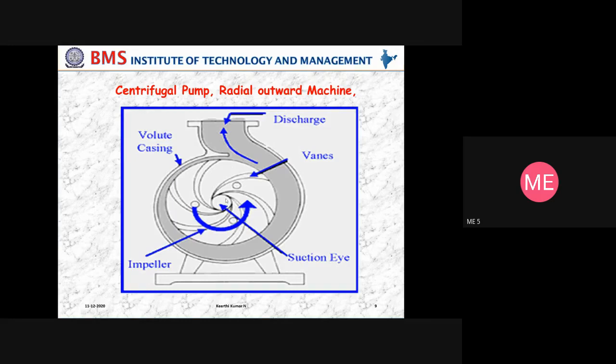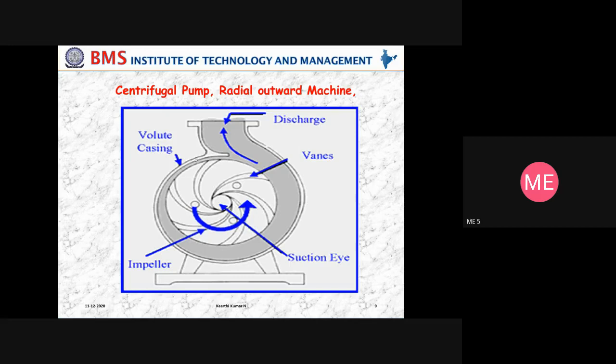As the water moves from the center to the outside, it will accumulate in this casing, this outer portion, which is called the casing. What is the name of the casing? It is called the volute casing. There are different types of casing. Don't worry about the volute. Just remember the casing, because there are three types of casings. We'll study that. Then from the casing, the water enters this pipe. This is called the discharge pipe, or it is also called the delivery pipe. So these are all the different parts of the centrifugal pump.